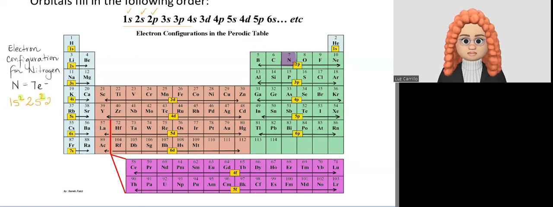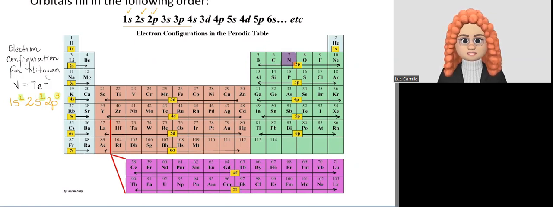So I write 2p. I know that the 2p can hold 6 electrons maximum, but because I only have 3 left, then the last 3 electrons out of the 7 in nitrogen are placed in the 2p orbital.